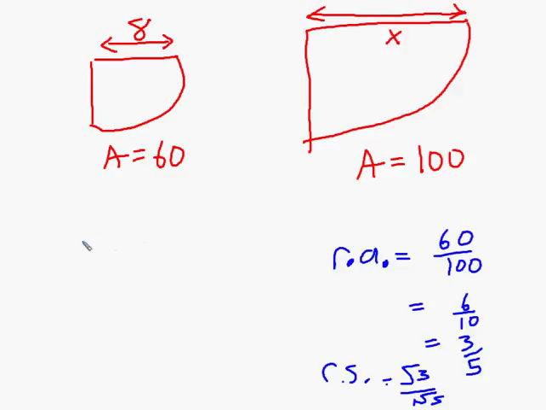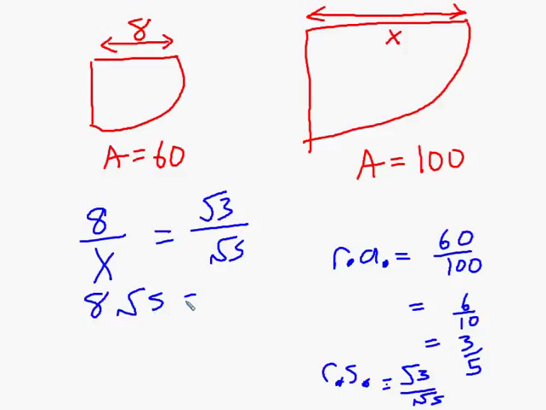So I'm going to set up my proportion. I do not need to bother with rationalizing because I just care what the ratio is, and that's all I care about. So 8 is to x as root 3 is to root 5. I cross multiply, I get 8 root 5 equals x root 3.